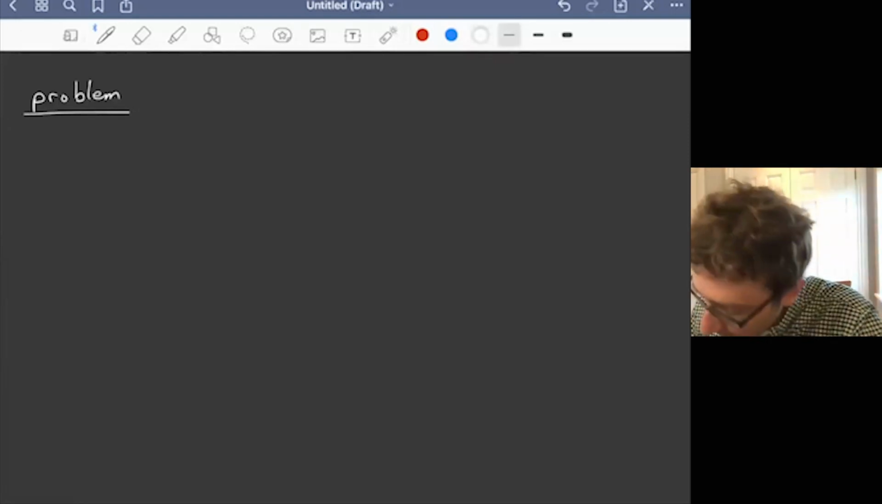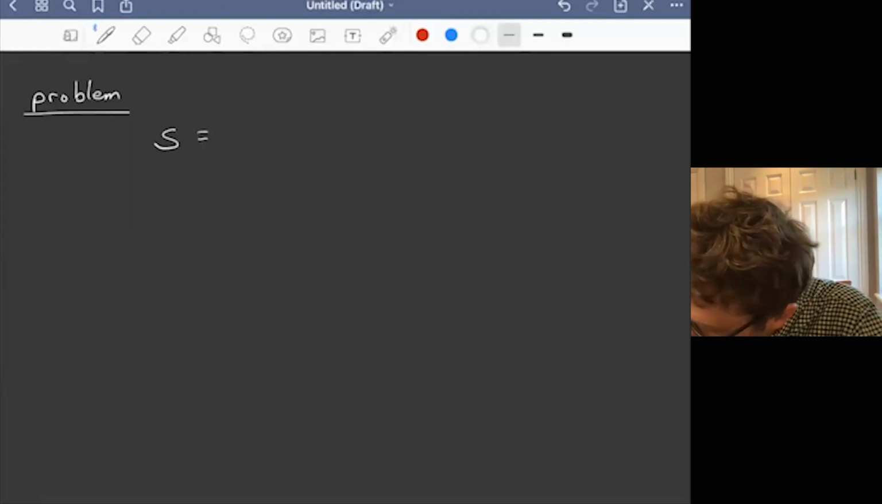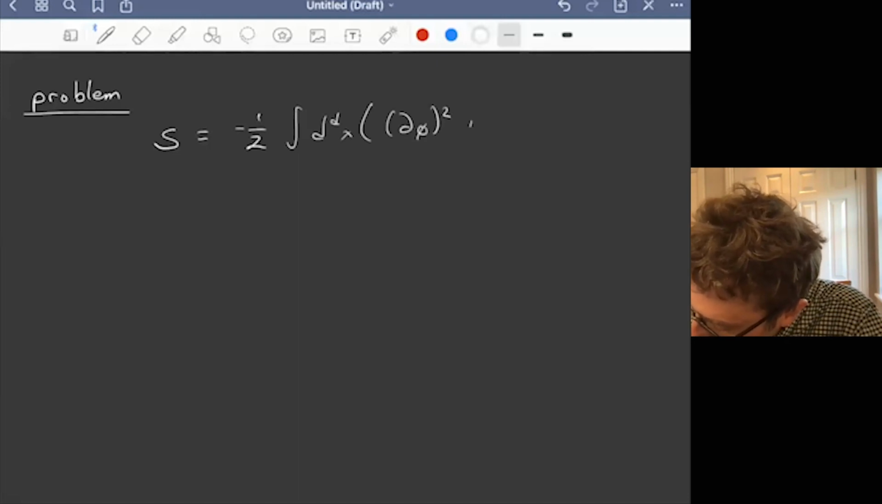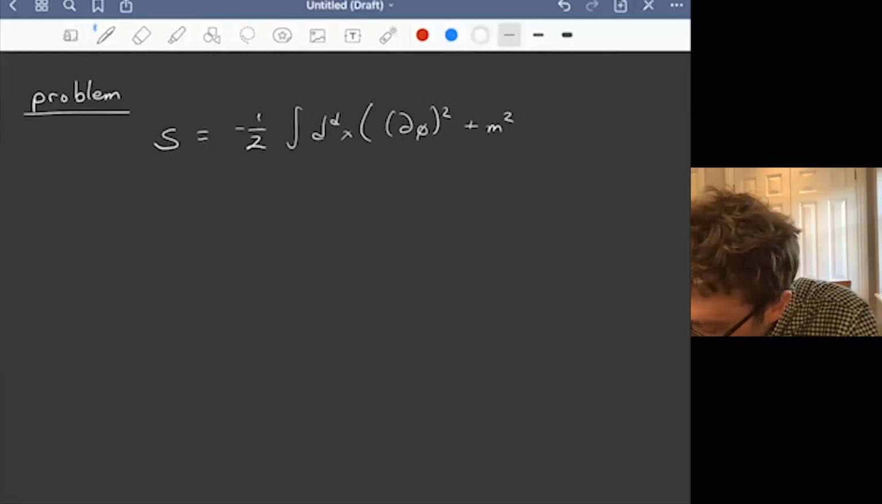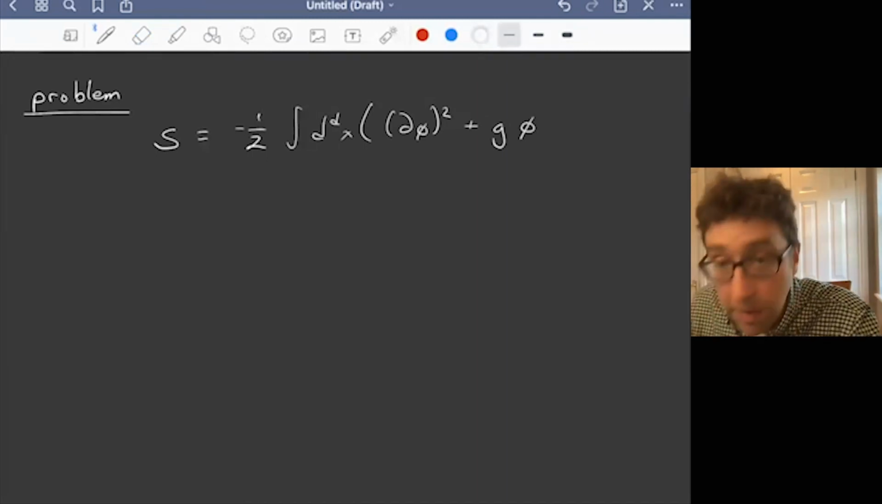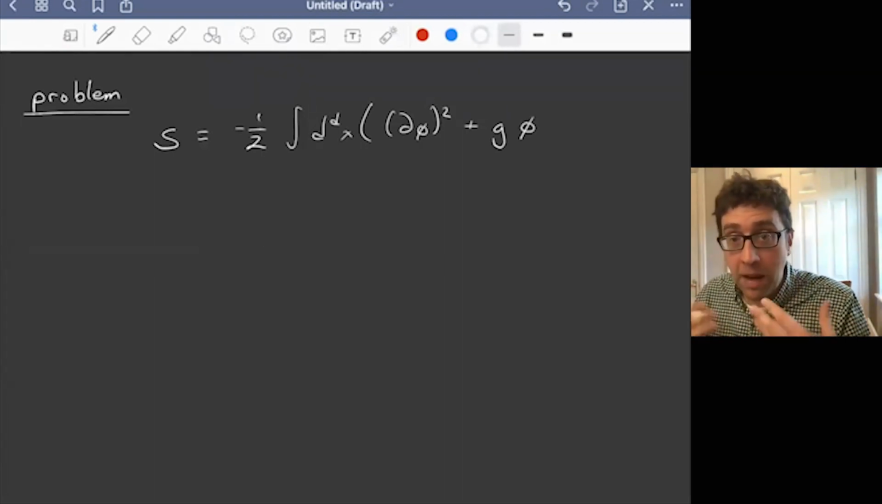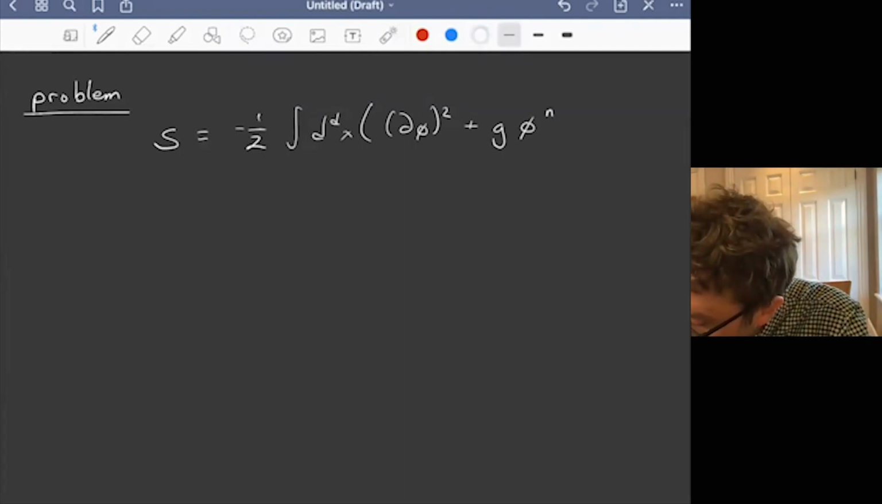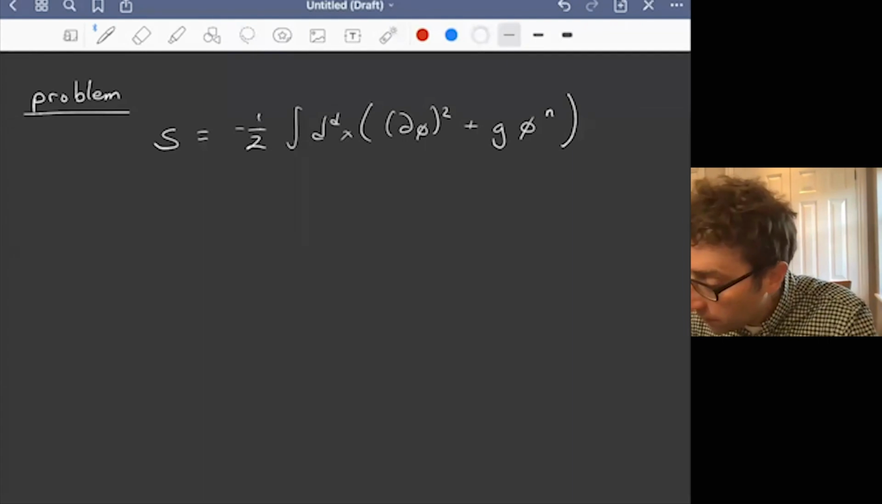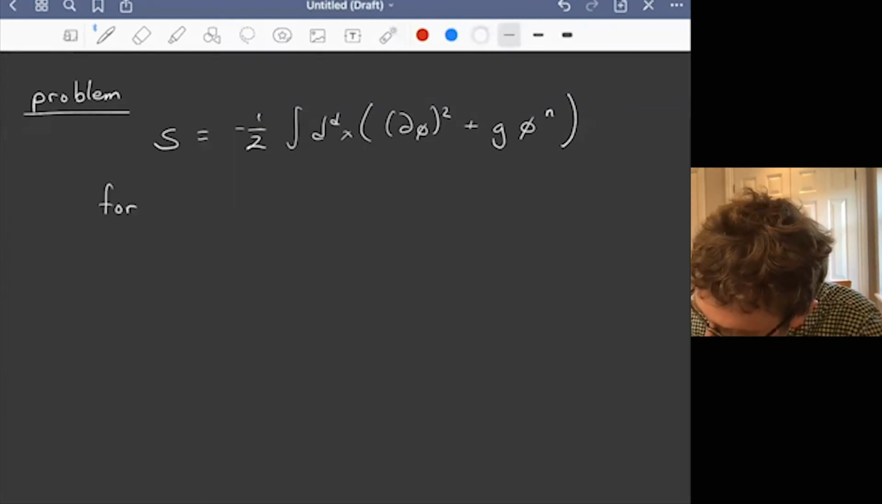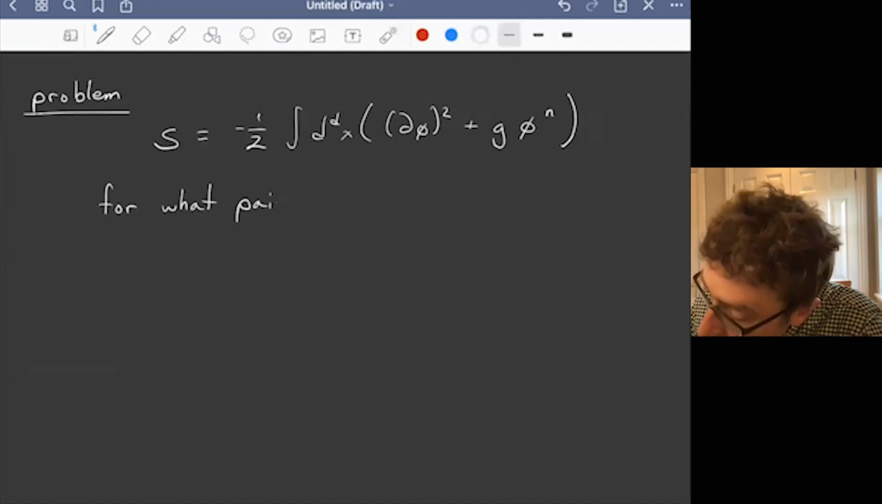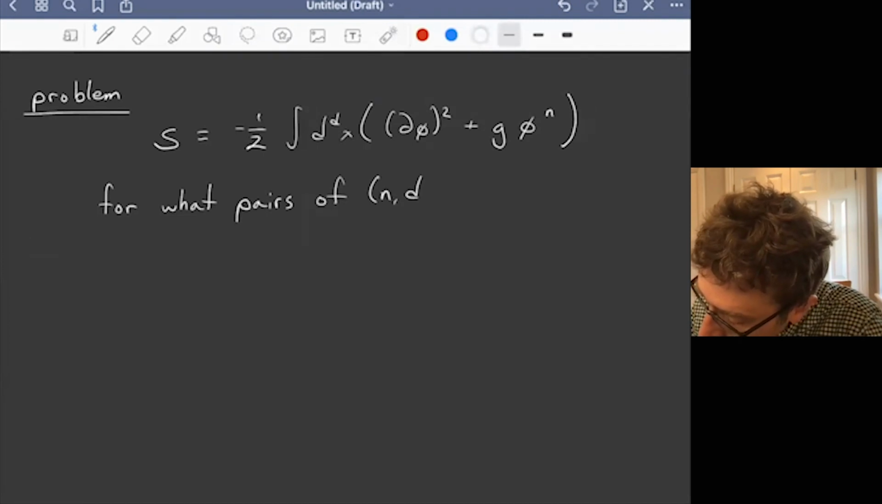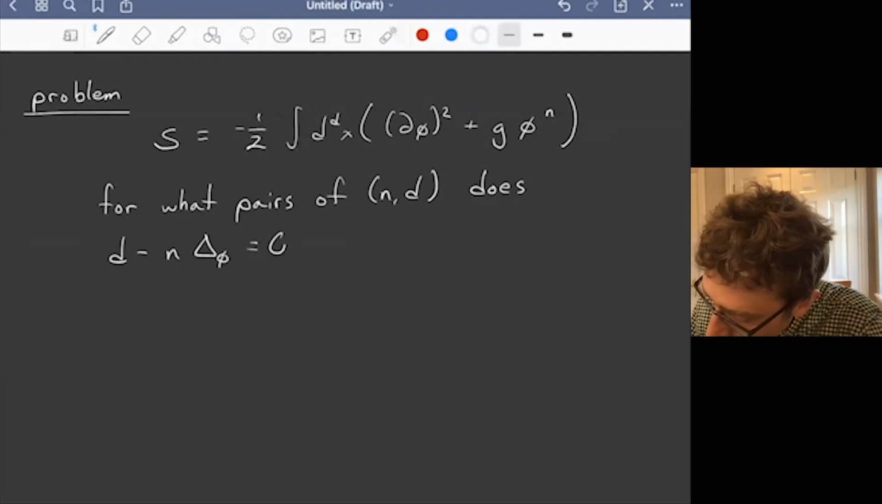So we have this action, minus 1/2 (∂φ)^2 plus, well, let's get rid of the mass term. Let's assume it's massless, because the mass term would have mass dimension, of course, and make the physics depend on scale. So if I had a mass term in this theory, it would not be conformal. So let's just fix this to be our action. And the question I'd like to ask to start out with is, for what pairs of n and d do I find a classically marginal interaction? Does d minus n delta phi equal 0?